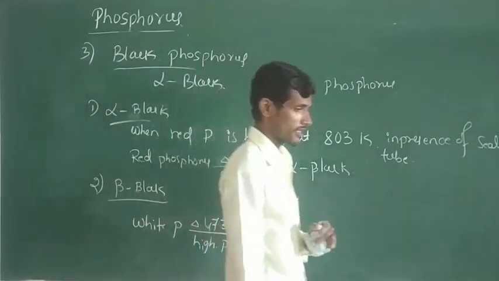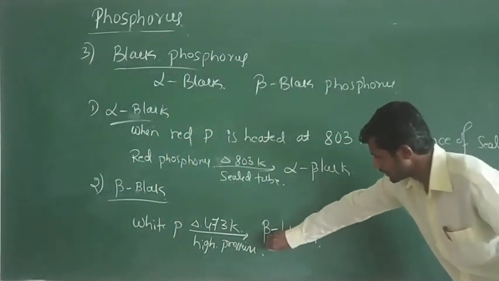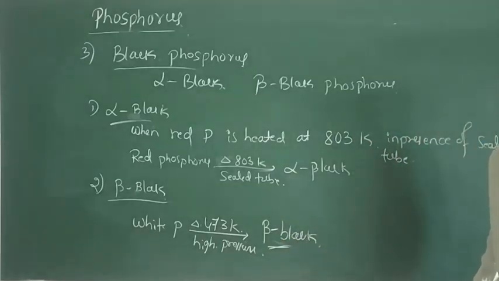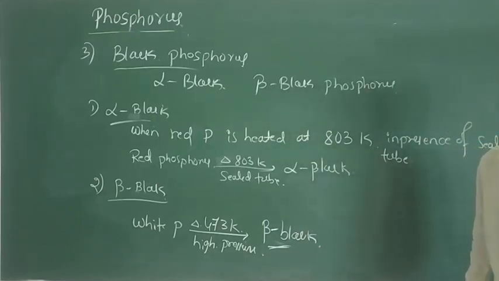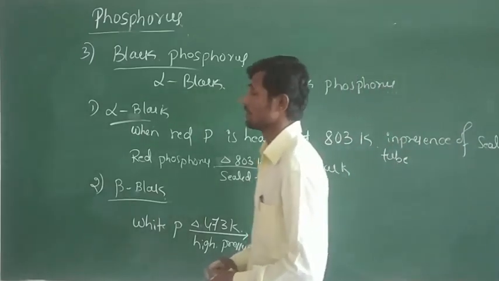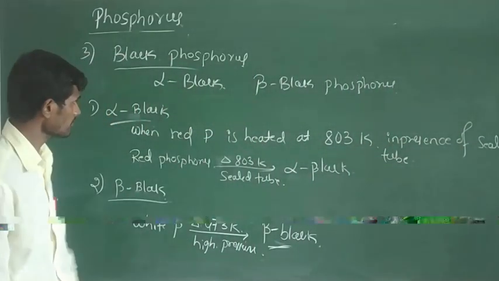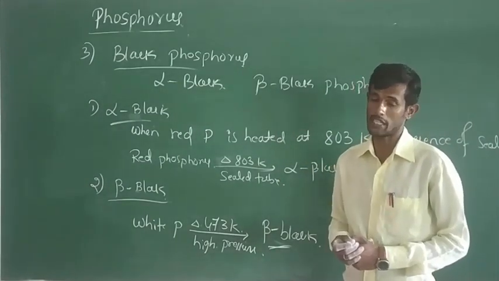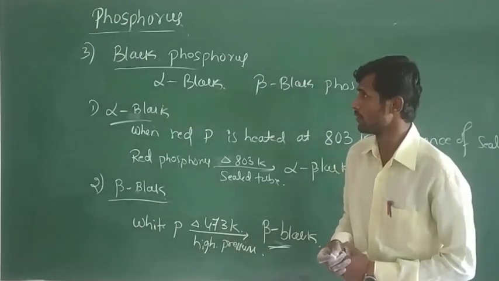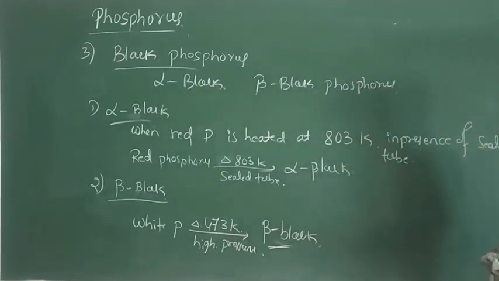If you continue this concept, beta black phosphorus is formed. If you again heat this at 873 Kelvin temperature, again it forms red phosphorus. Yes, this is about the allotropic forms of phosphorus. Remember, black phosphorus is one of the most stable allotropes of phosphorus.